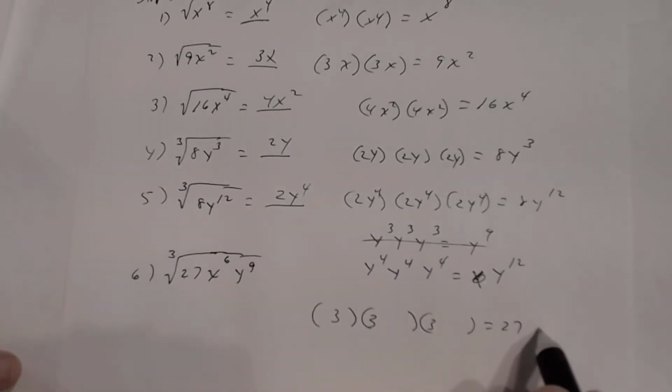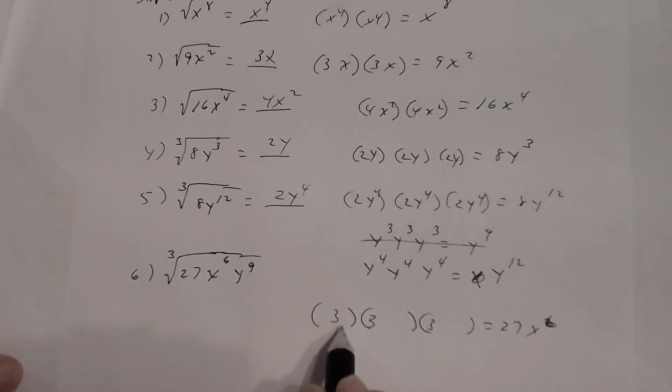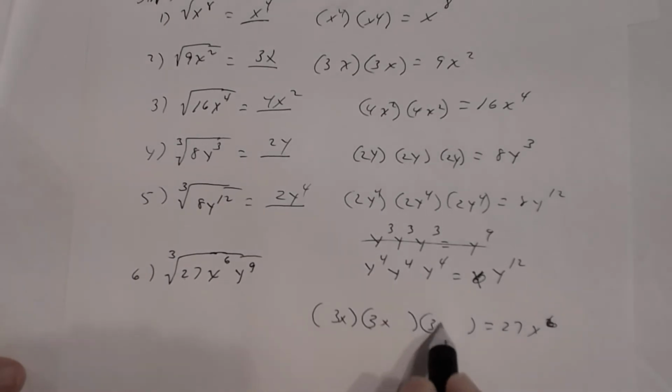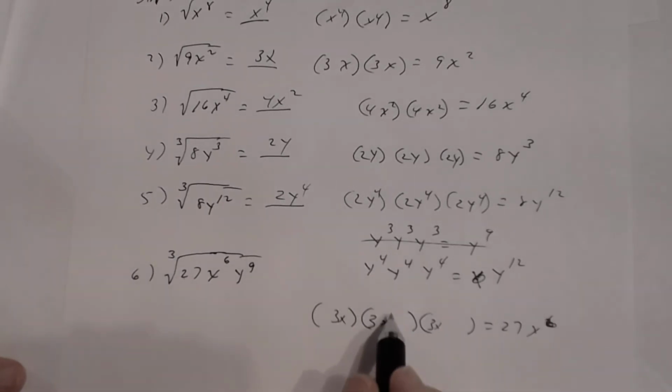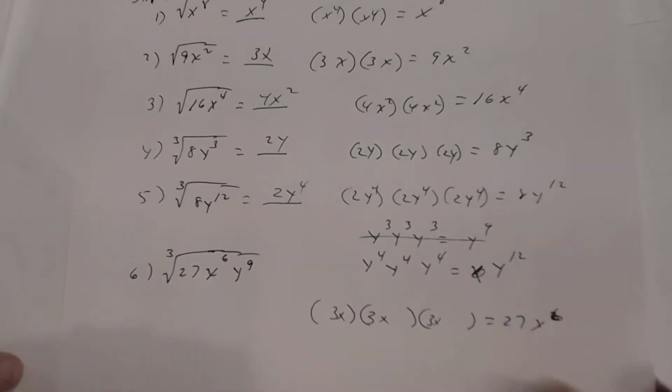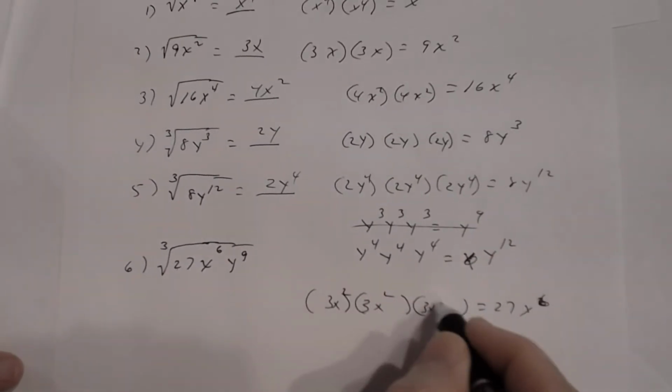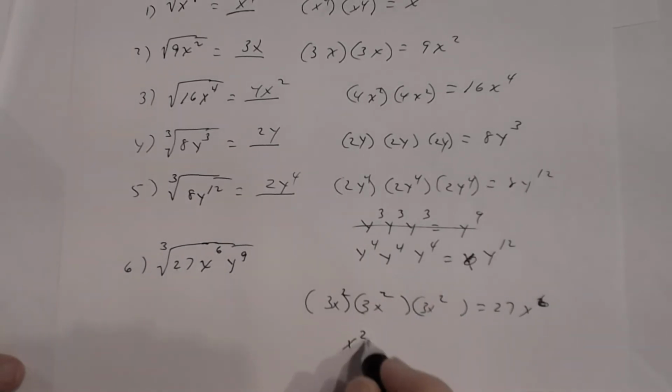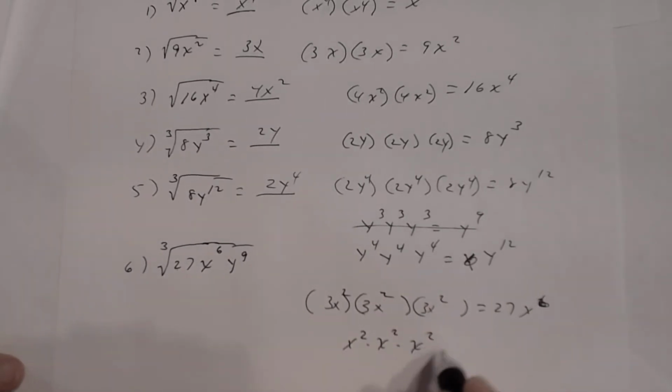All right, let's talk about x to the 6th. So I know I'm going to have some x's in here, correct? So x to what power times x to that same power times x to that same power is x to the 6th? Well, x squared, right? Always think about it. x squared times x squared times x squared. When you multiply like bases, you add exponents. 2 plus 2 plus 2 is 6.